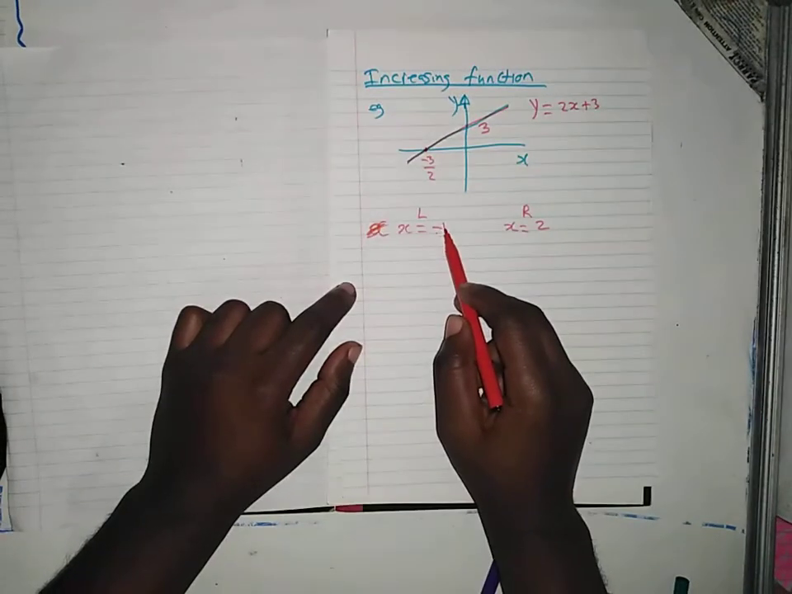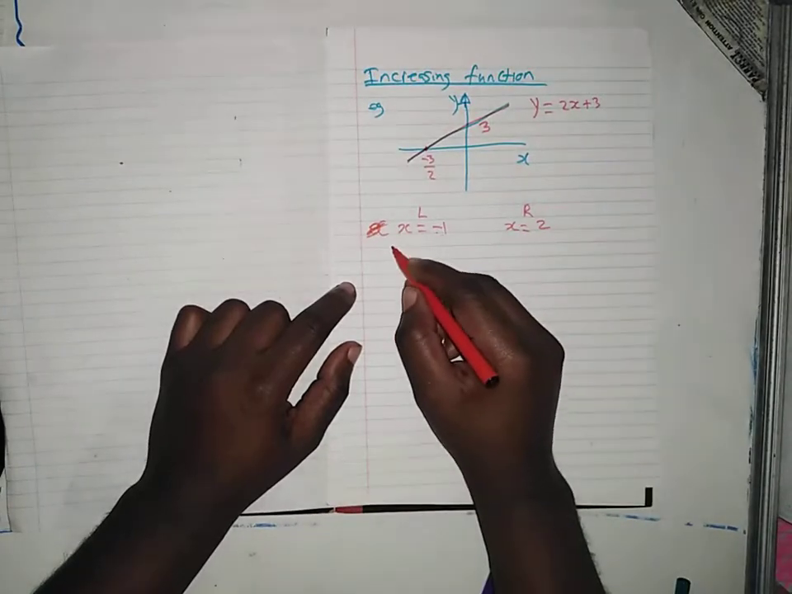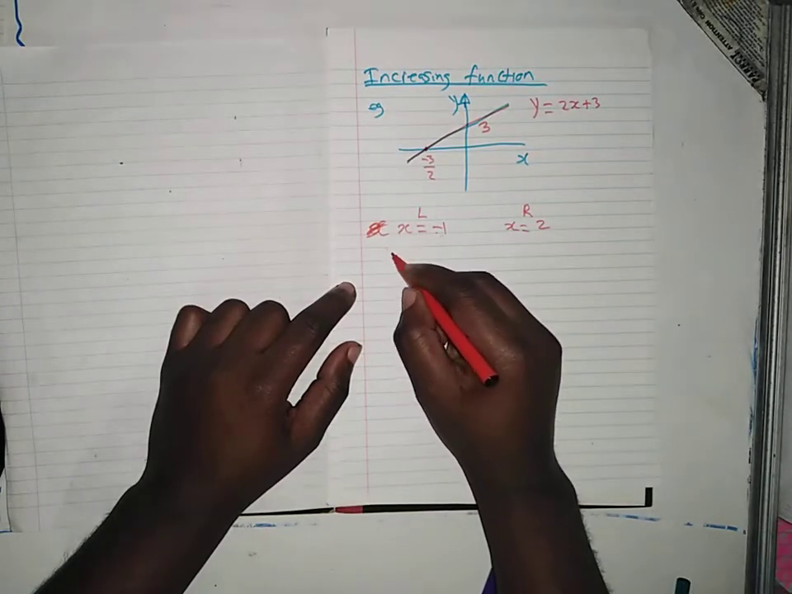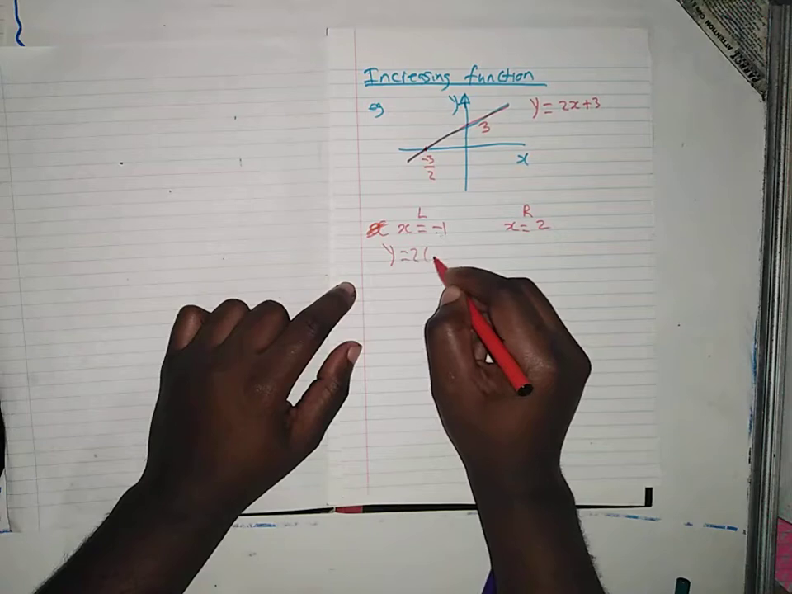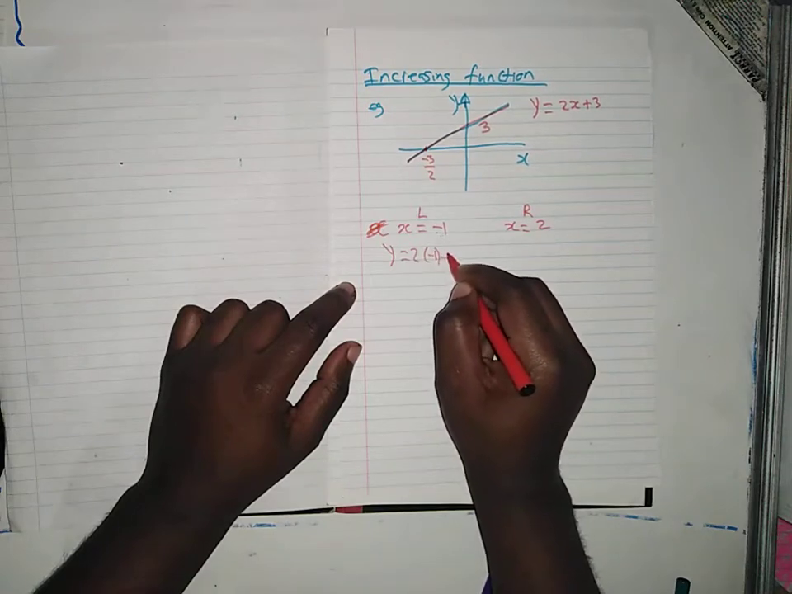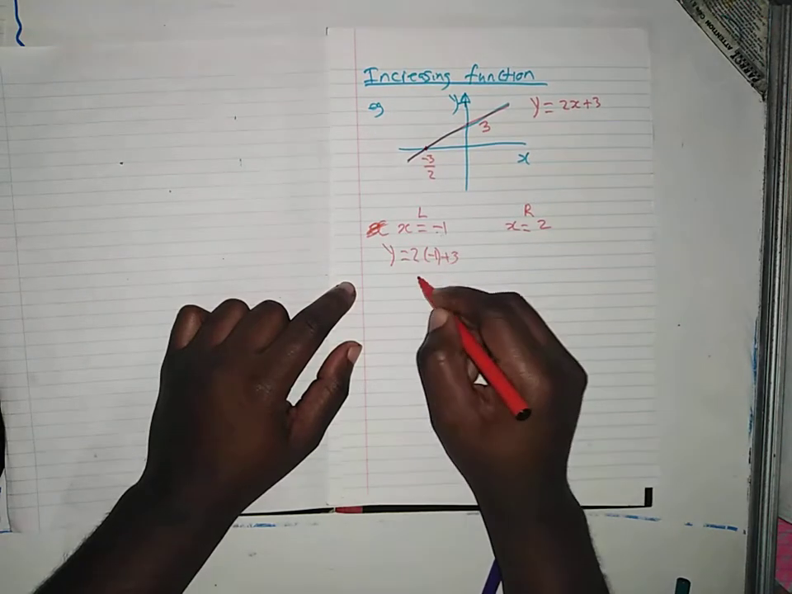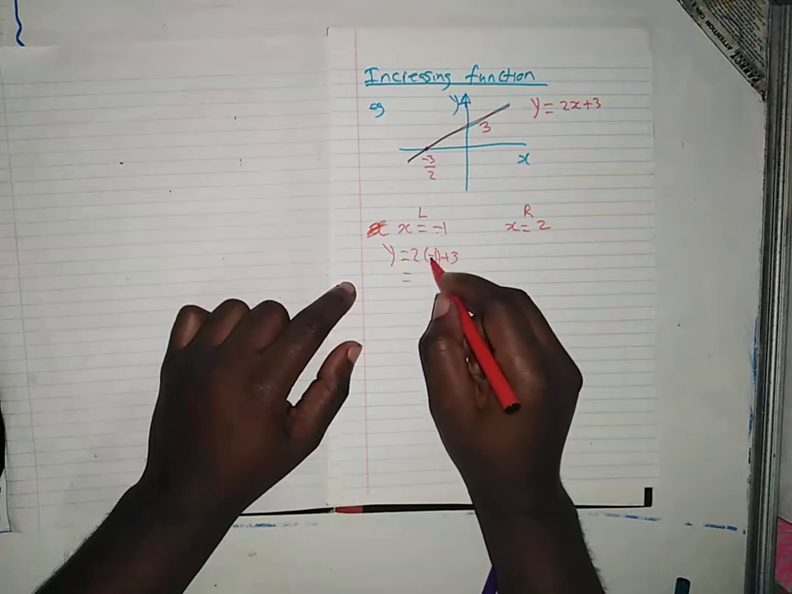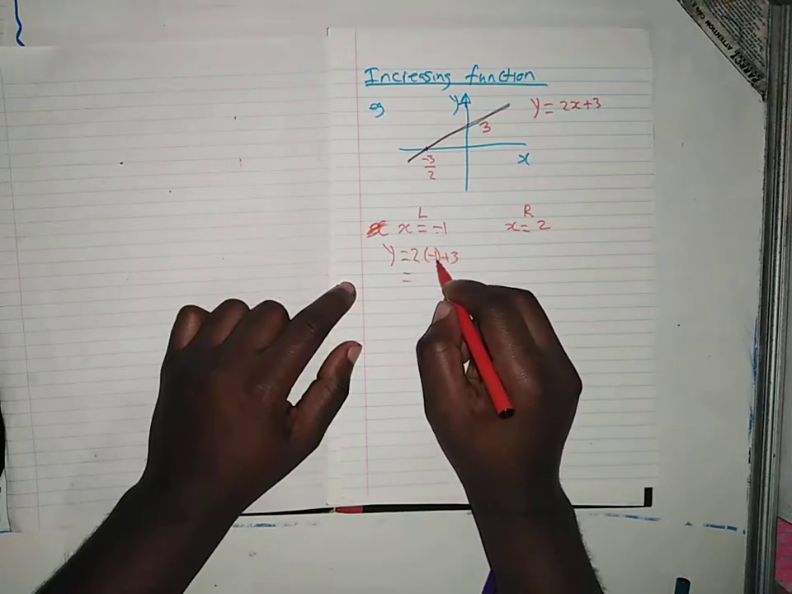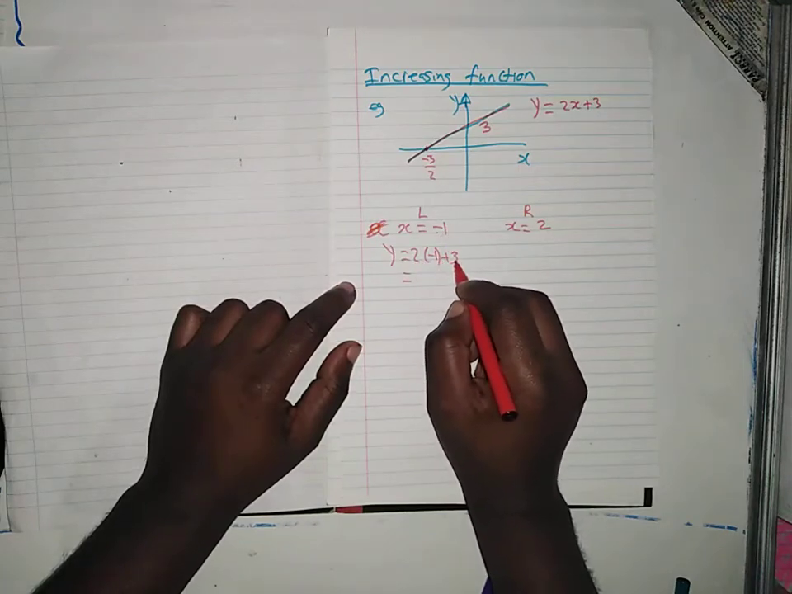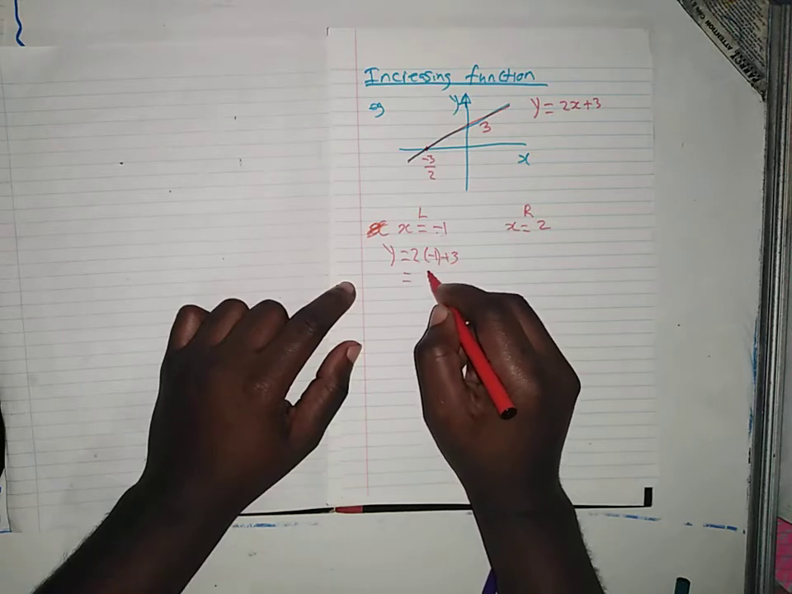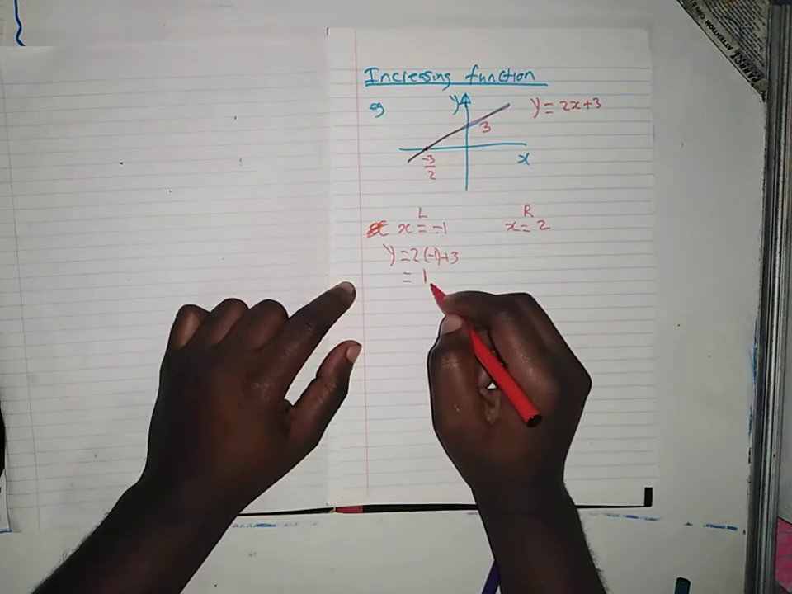So when you take this point and then you put it here, you're going to have y is equal to 2 times -1 plus 3. Can you see that? And then when you put this on a calculator, or you just calculate it, it's going to be -2. This times this is -2. -2 plus 3 is what? Is 1. So you've got 1 here.